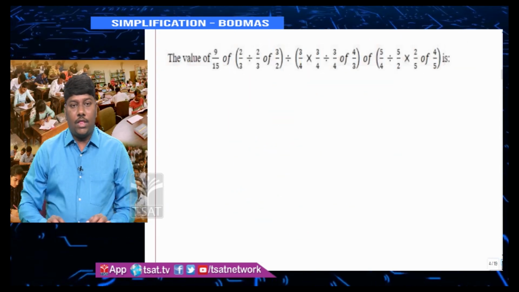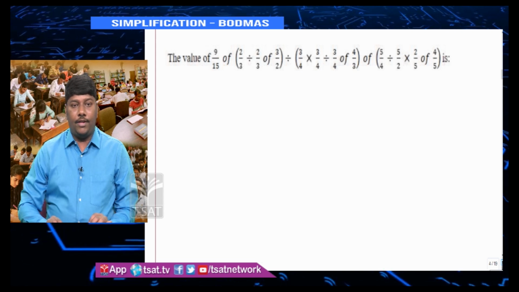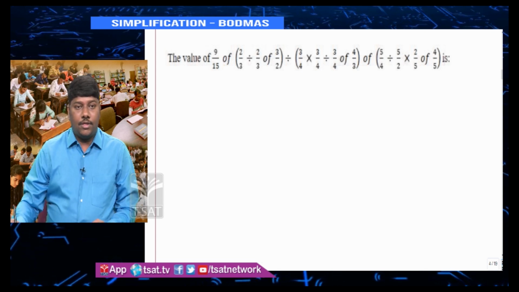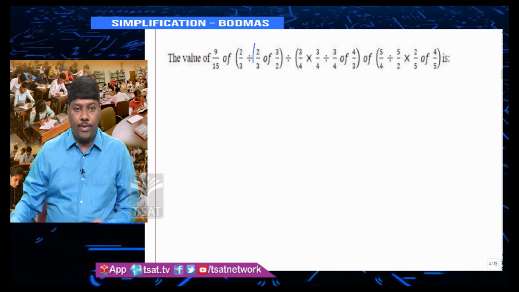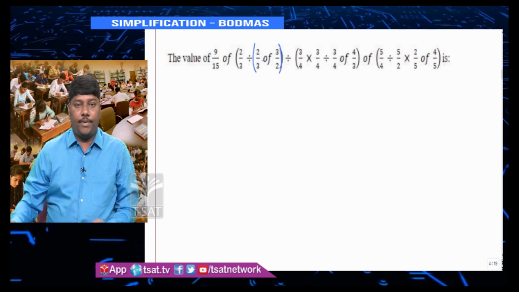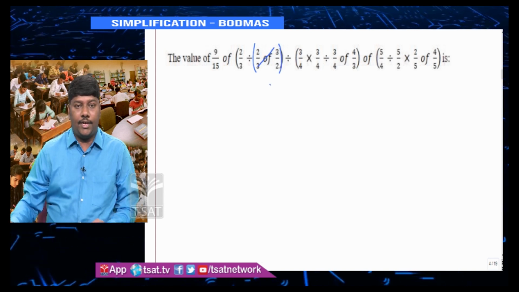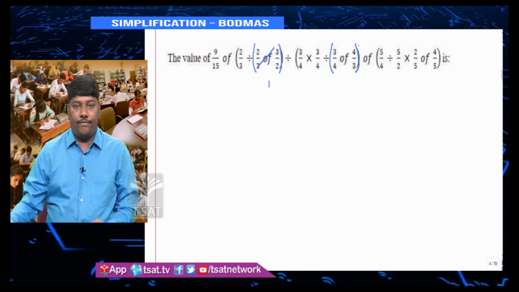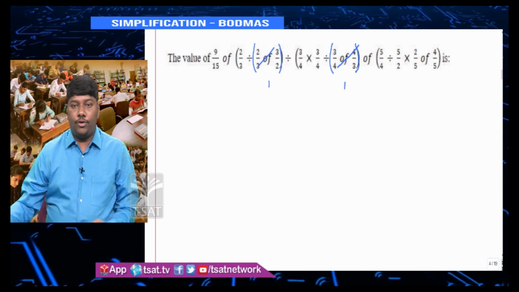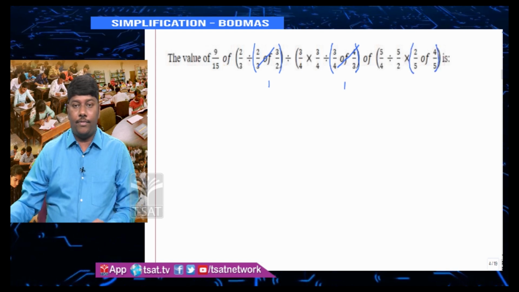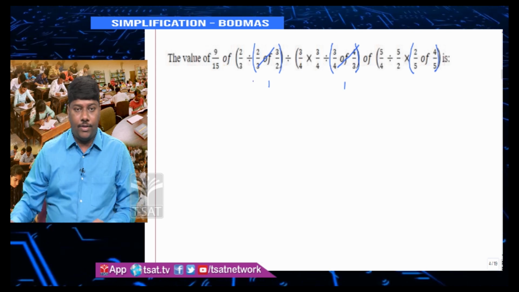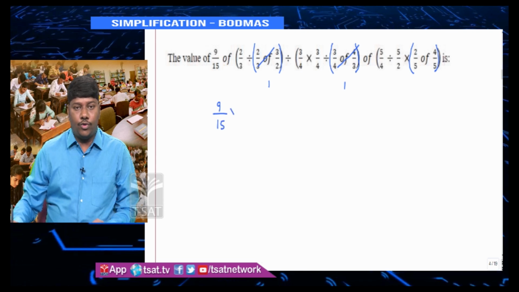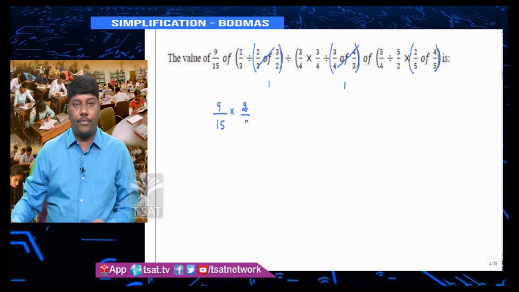Now look at the next question. The value of 9 by 15 of bracket, then divided by, then again bracket, then of. So give priority inside the braces. 2 by 3, 3 by 2. Simply I can say 3 by 2 into 2 by 3 is 1. So I am cancelling it, it is simply 1. Then after 3 by 4, 4 by 3, this is also simply 1. Then after 2 by 5, of 4 by 5. So it is 8 by 25. First simplify inside the braces. 9 by 15. Of means into 2 by 3. This one is done.